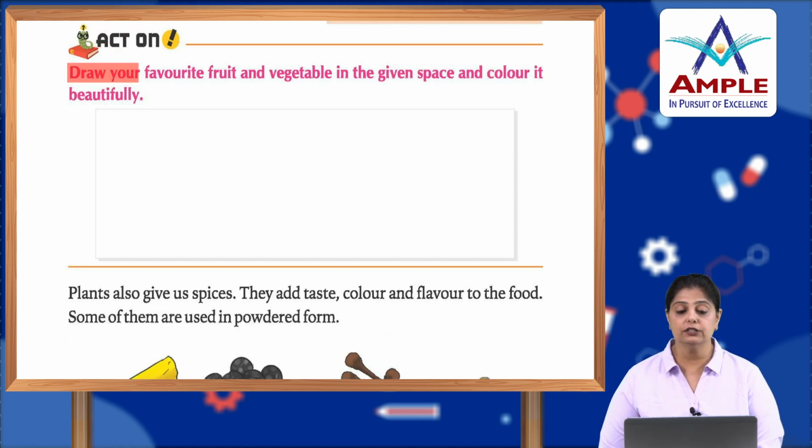Now, act on. Draw your favorite fruit and vegetable in the given space and color it beautifully. So, children, this is an activity that you need to do about your favorite fruit and vegetable.